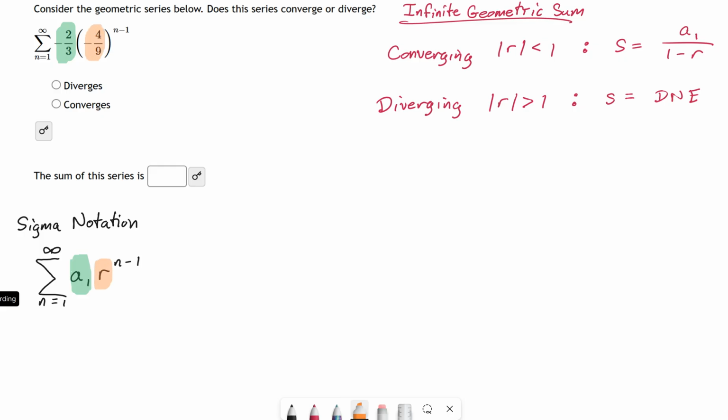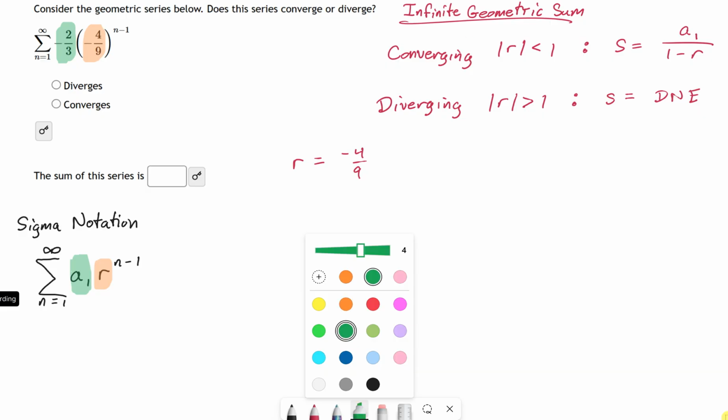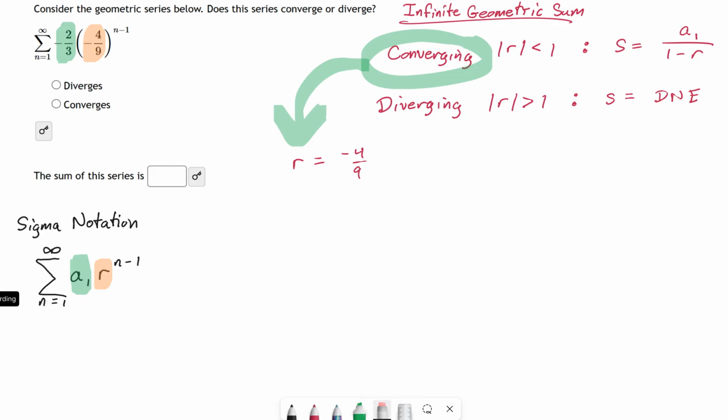It's usually a pretty easy call. When you see an exponent, the exponent is on the R. Okay, so in this case, we have R equals -4/9 from the look of it. Now, that's less than 1. So in this situation, I've got a converging series. Okay, so that's what I'm dealing with here. I'm dealing with a converging series because that R is an absolute value less than 1.